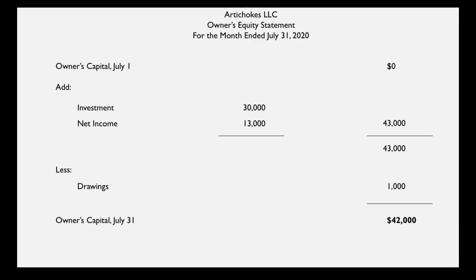Now, we made an income statement, so that way we knew our net income or net loss for our owner's equity statement. Then we made an owner's equity statement, so that way we knew our owner's capital balance because we're going to need that 42,000 on our balance sheet. So let's prepare a balance sheet now.